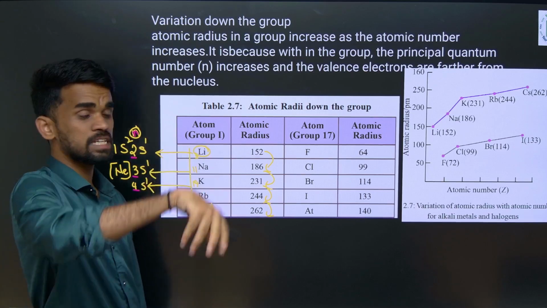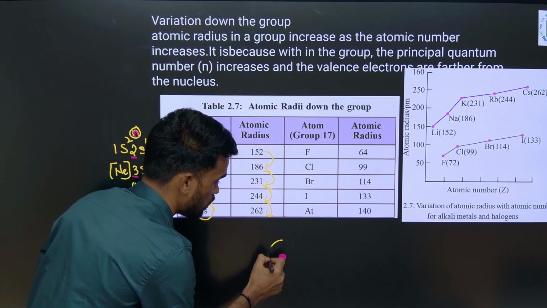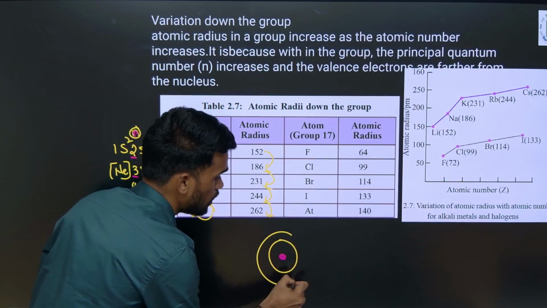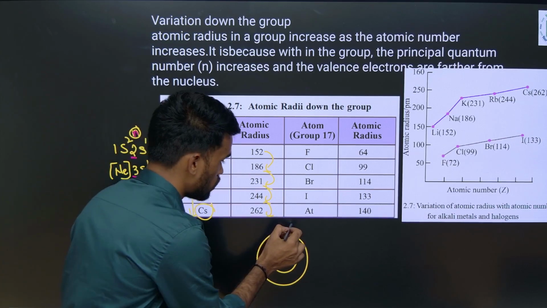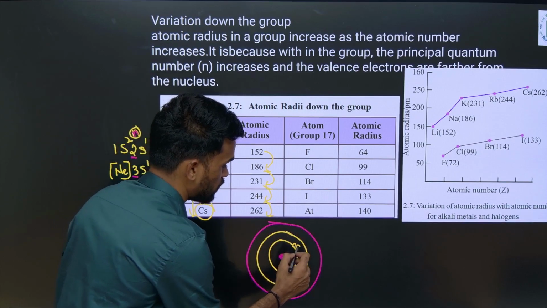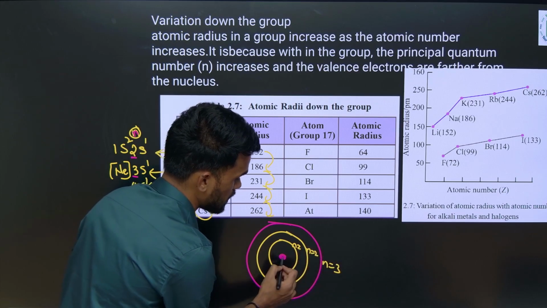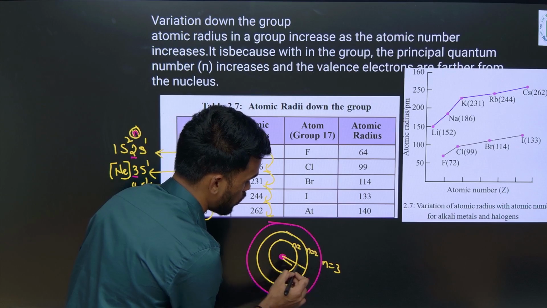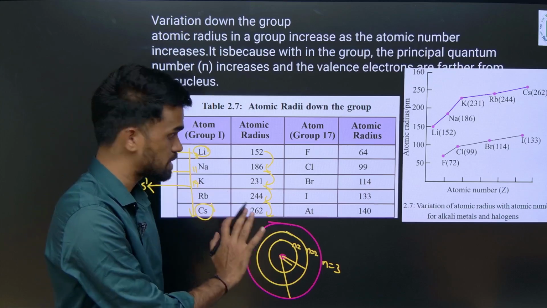It means the radius, what happens? For example, this is the nucleus. Around the nucleus we have electrons which are revolving in the nth shells, right? So see the n value is getting increased. So this is n1, n2, n3. As the n value increases, the distance from the center point increases, therefore radius is increasing. I hope this is clear.